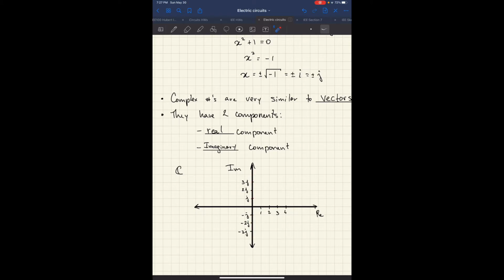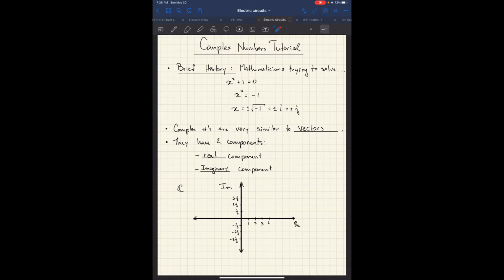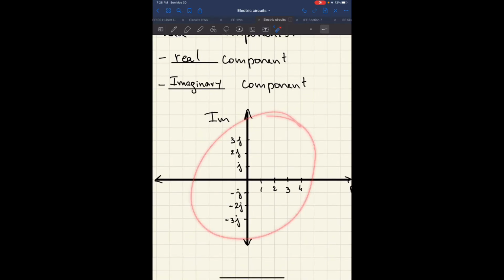And imaginary numbers have the j in front of them. So for example, this is j, 2j, 3j, 4j, 5j, and so on, all the way to infinity. In the negative direction, we also have negative j, negative 2j, negative 3j, negative 4j, and so on, all the way to negative infinity. So an imaginary number will be a number that has a j in front of it. A complex number is going to be a vector that exists in this two-dimensional plane.